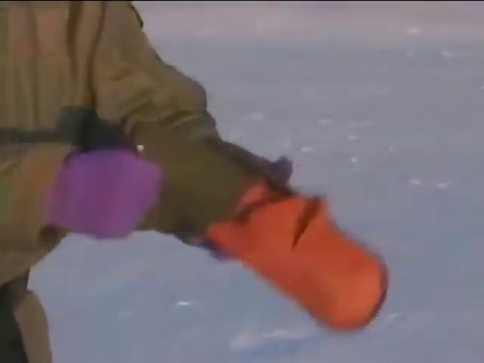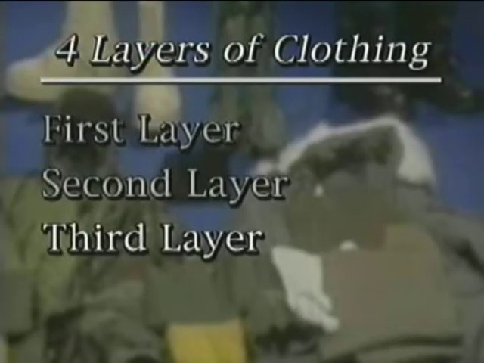Hats should have the capability of covering the ears as well as the head. The best materials for hats are wool, polypropylene, or acrylic. Polypropylene is also a good material for glove liners. Third layer. The third layer consists of a parka, wind pants or warm-up pants, and mittens or gloves.